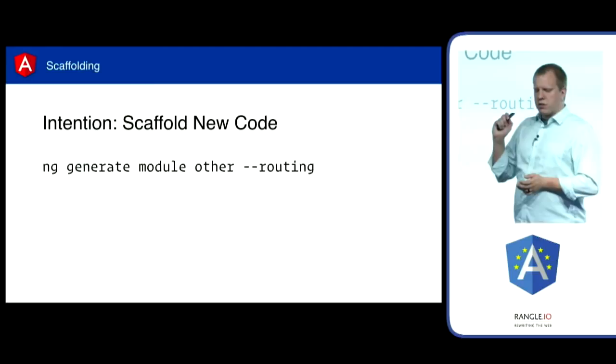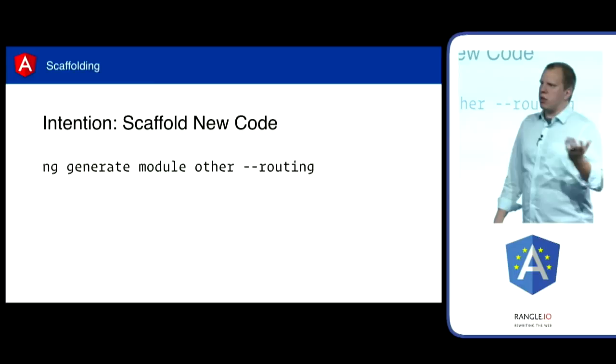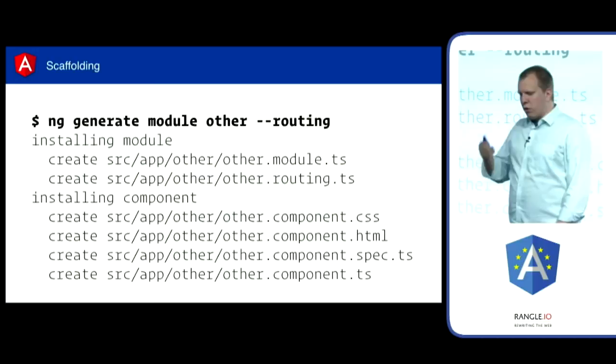Services as well. So you basically just ng generate module and the name. For example, you can pass the routing flag, which does add routing to your module. It creates a basic routing configuration, and then you can just fill it in. If you don't pass routing, it's just going to create an empty module. It will create the module. It will create an empty component for you. That's the base of the module.